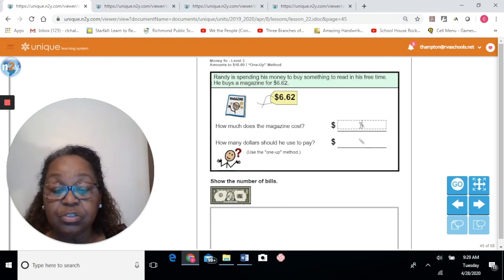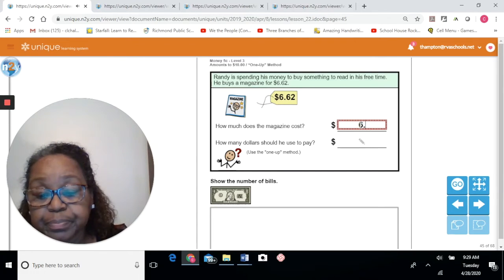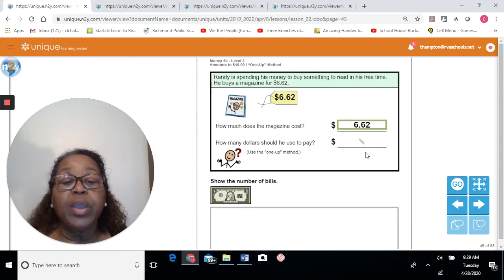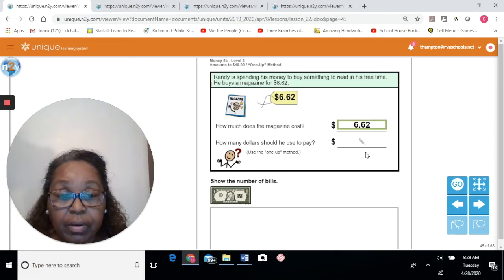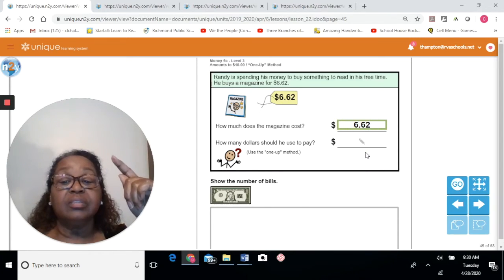So if we want to put the answer in, it's $6.62. Now, we want to give the cashier a dollar value. We want to give the cashier one more dollar than the value so that we can get change back. So if it says $6.62, we will give the cashier $7. One more dollar value. So we go up $1. So if it's $6, we'll go up to $7.